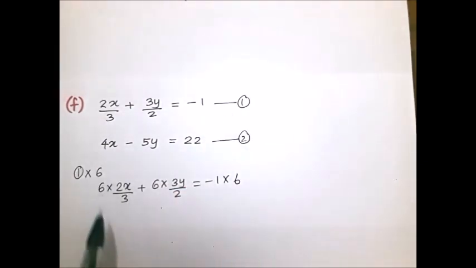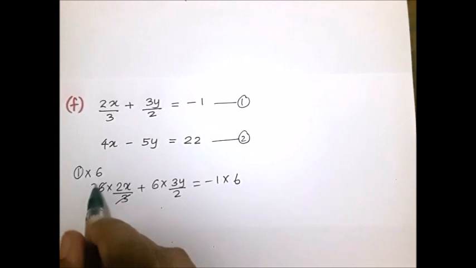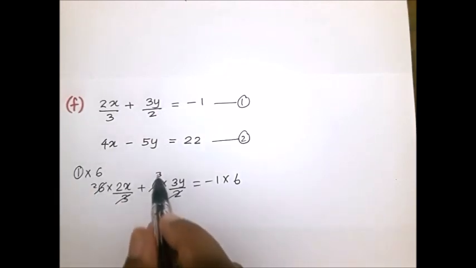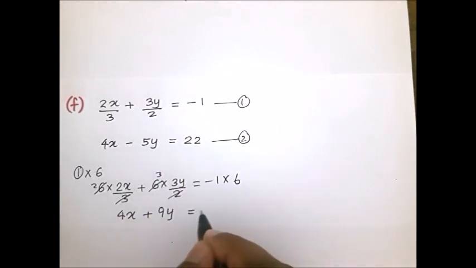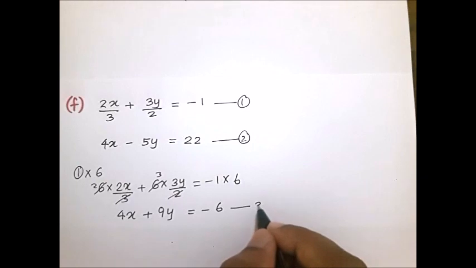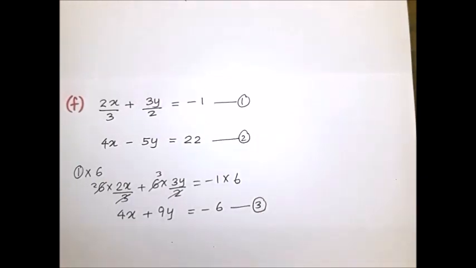Multiply first equation by 6. Then cancel terms. Here 2, here 3. 2 multiplied by 2, 4x. 3 into 3, 9y. And here minus 6. Name this as third equation.